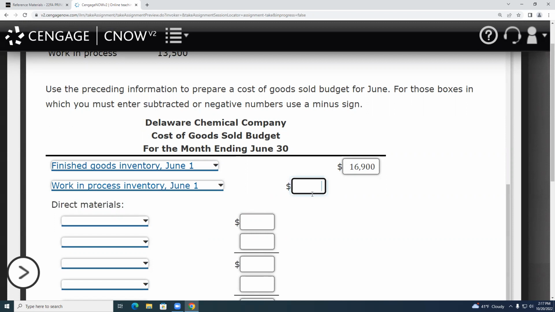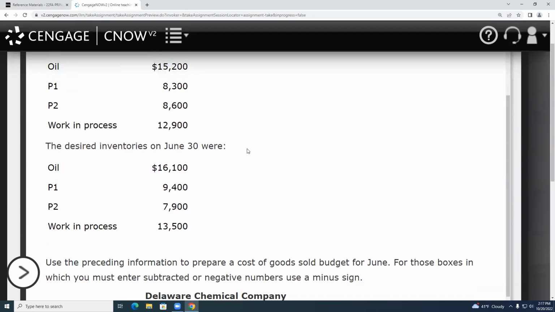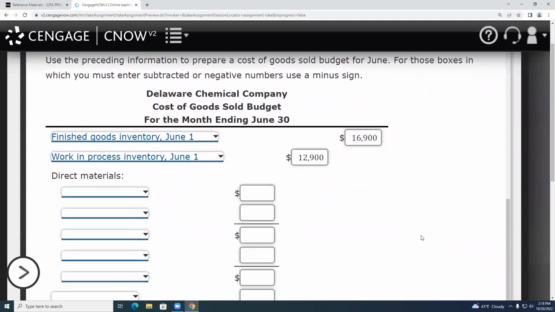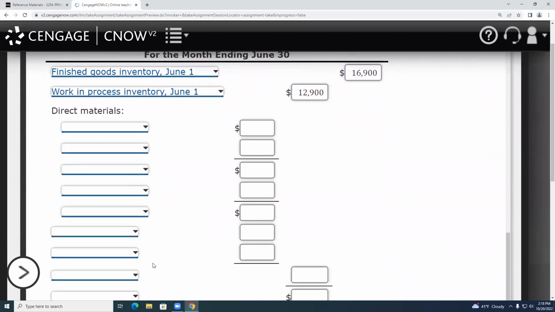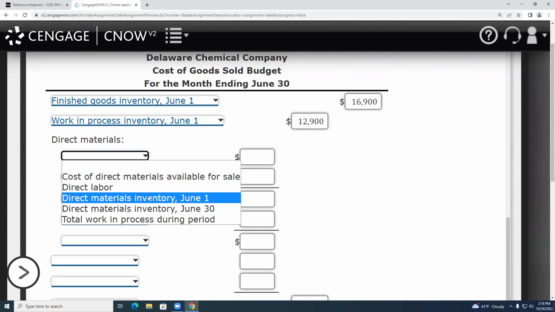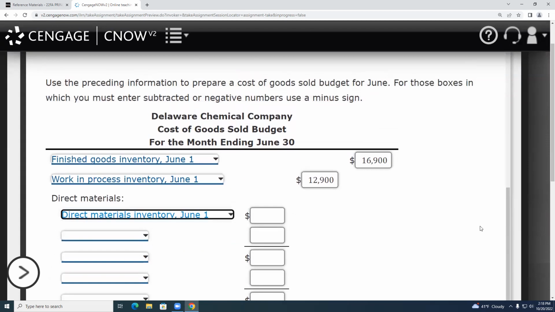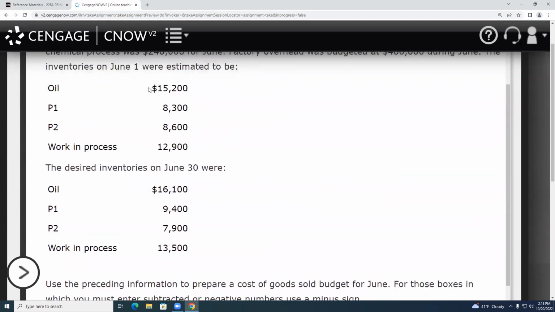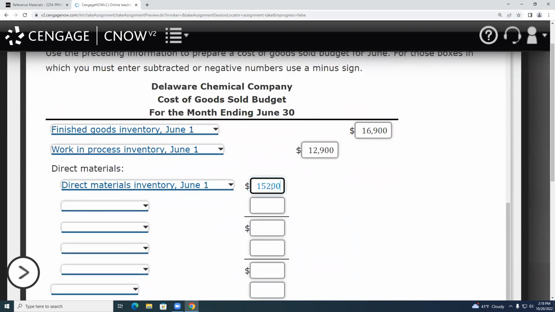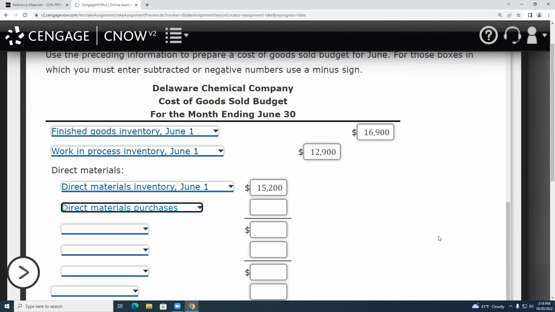So now we're going back to that work in process inventory. It tells us here that we had $12,900 worth of work in process still in process at the beginning of the month. What did we add to that? Well, we add direct materials, we add direct labor, and we add overhead. So first, the direct materials. How much direct materials did we use? Well, we have to calculate that as well. Our direct materials inventory at the beginning of the month, right here, $15,200 worth of inventory we had available at the beginning of the month. What did we add to it? Our purchases.